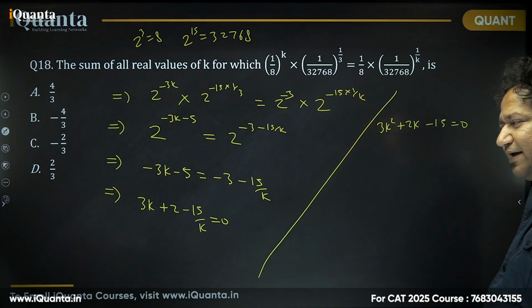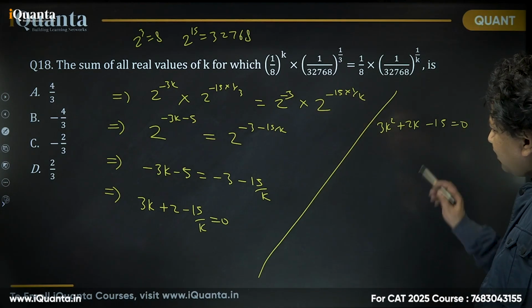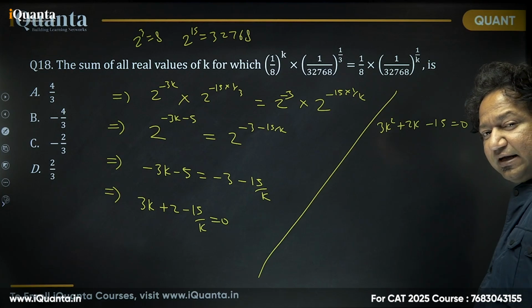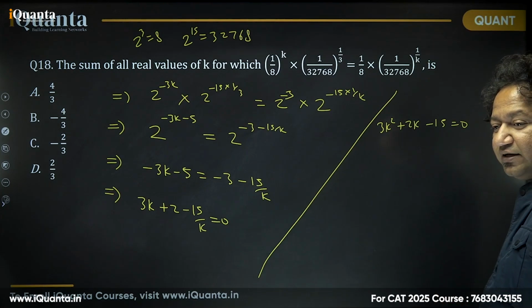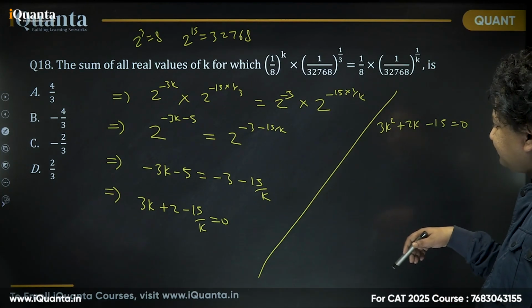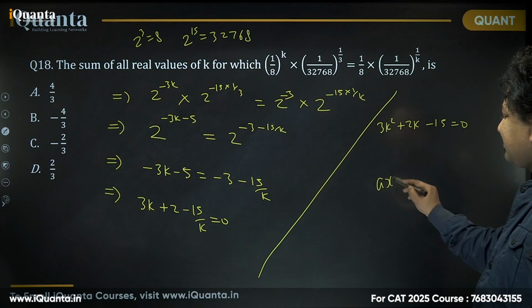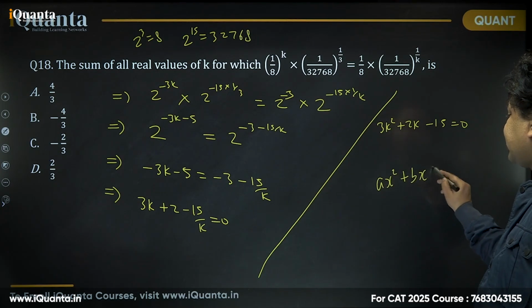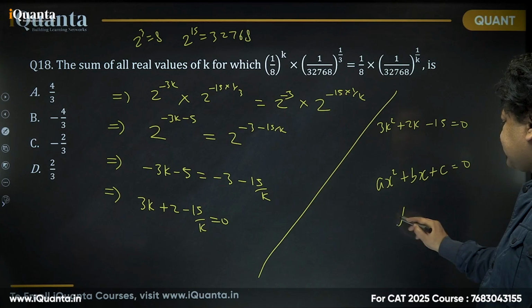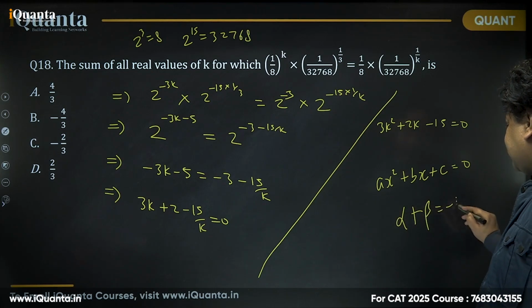Perfect. Sum of all the real values of k. Now what is k here? If I solve this quadratic equation, I get the value of k. k will be the roots of this equation. Sum of all the roots is given by what? In a quadratic equation like ax square plus bx plus c equal to 0, sum of roots is given by minus b by a.